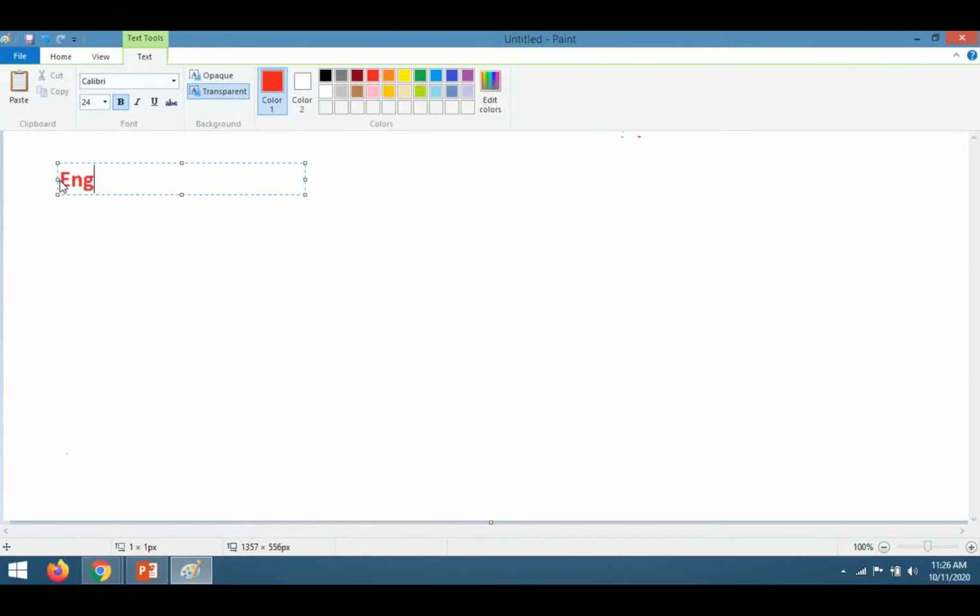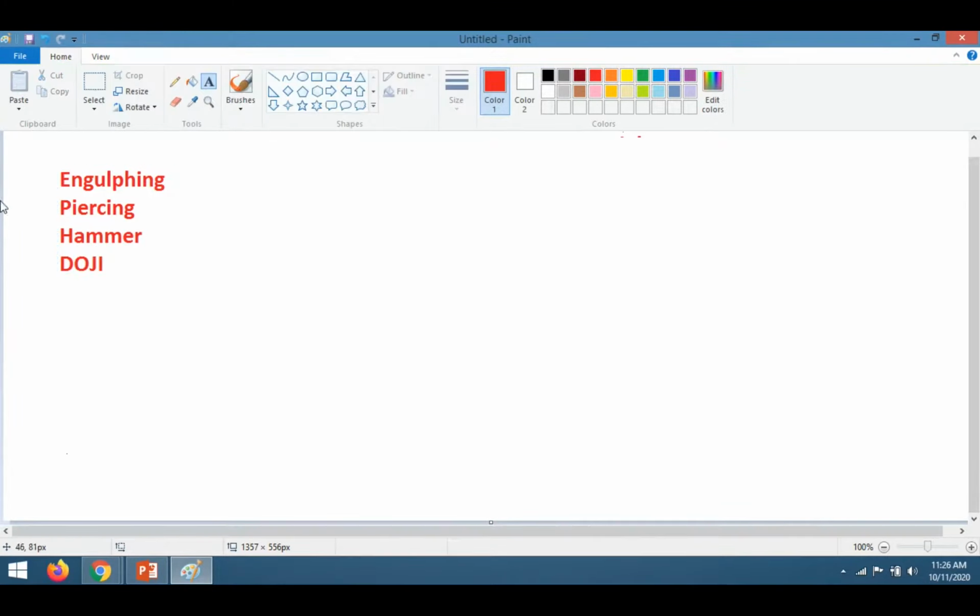So engulfing is the first, then piercing, then hammer, and then doji. These four candlestick patterns I'm going to cover today. I'll explain quickly and we'll see them in a chart. Once done with our agenda, we'll go for question and answer for 5 to 10 minutes.